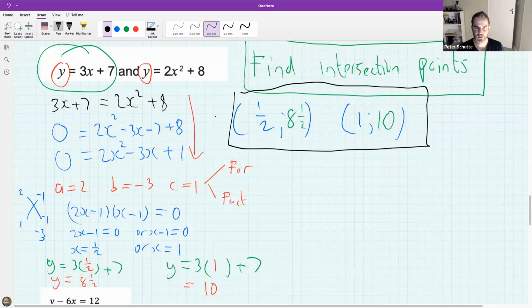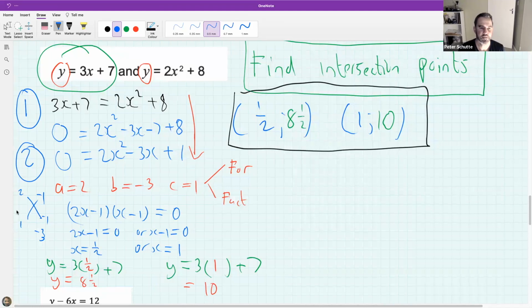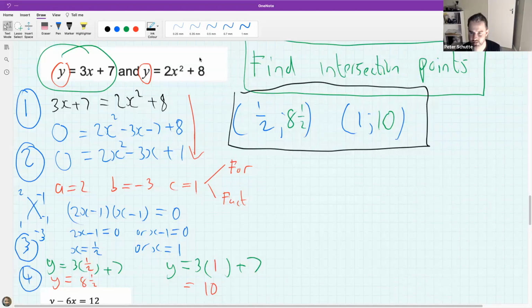So in reviewing, what have we done? Step number 1 was substituting the one equation into the other and eliminating a variable. Step 2 was moving things around and getting it into standard form. Step 3 was solving the equation using whatever method you like. And step 4 was just making sure you had the Y values that came with it. And that's pretty much it.